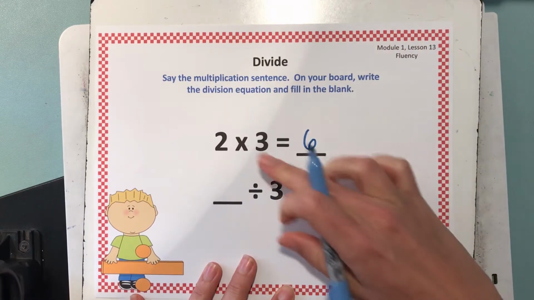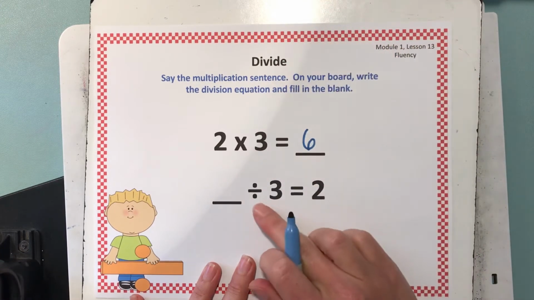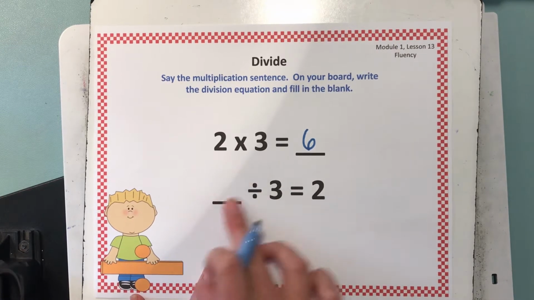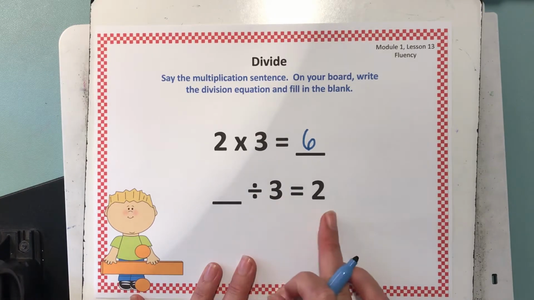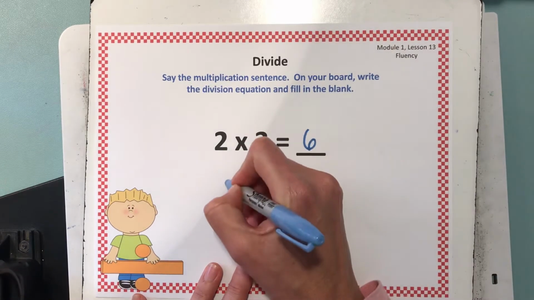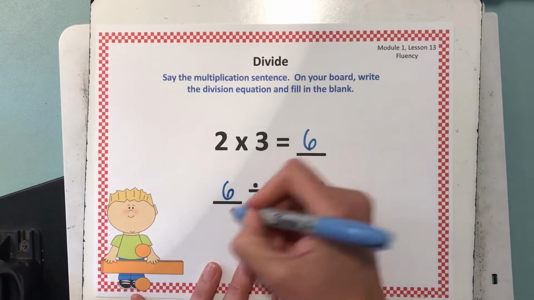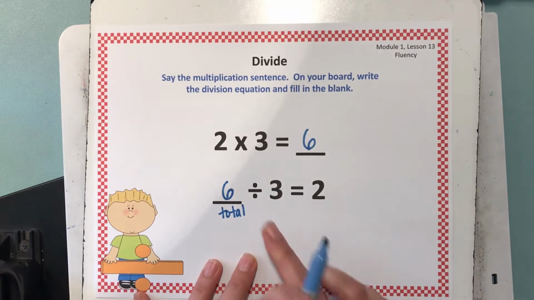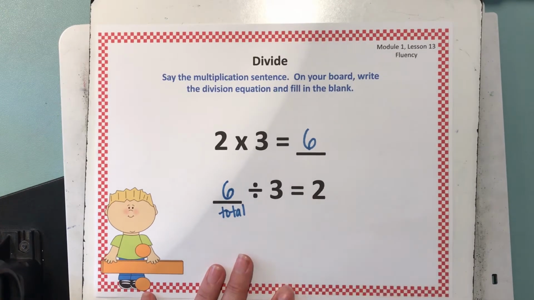Now we've been talking about how multiplication is the opposite of division. So in division here, what number would go here? If we have blank divided by 3 equals 2, what number would go there? It would be 6, right? Because we're doing the opposite of this equation. So 6, which is the total, divided by 3 equals 2. So that's what you should have gotten.